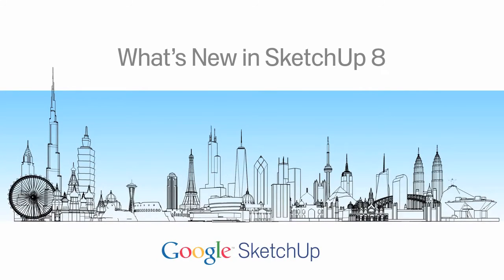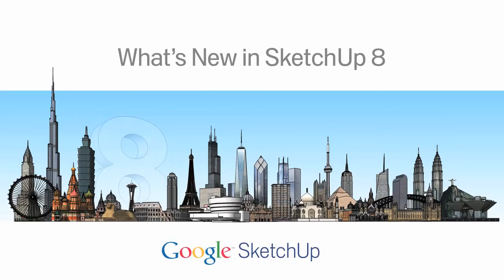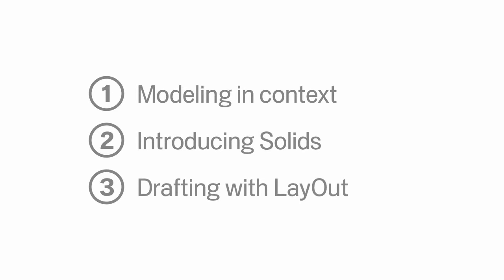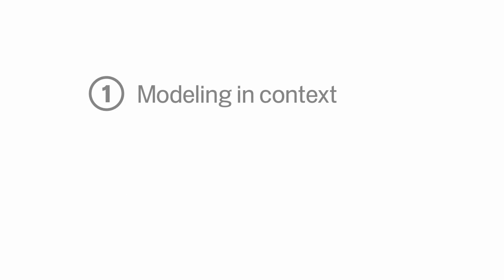Google SketchUp 8 is the most powerful version of SketchUp we've ever built. For this release, we decided to focus on three main areas: building models that know where they belong, powerful new tools for additive and subtractive modeling, and turning your 3D models into compelling 2D documents and using them throughout your SketchUp Pro workflow. Let's start from the beginning.